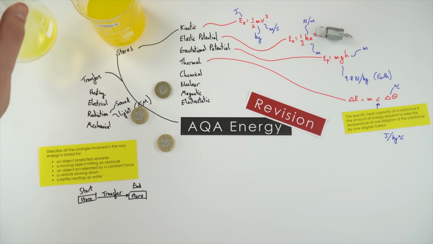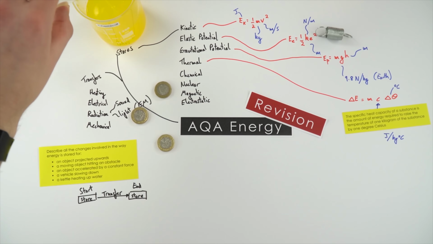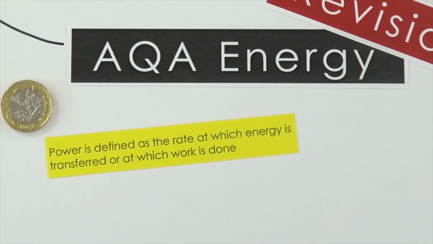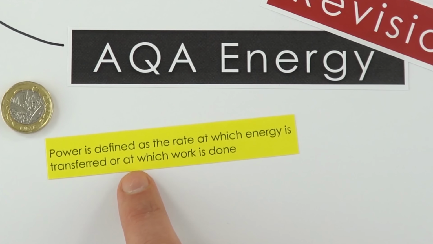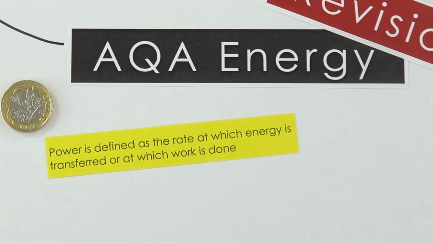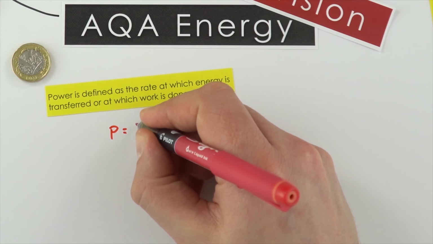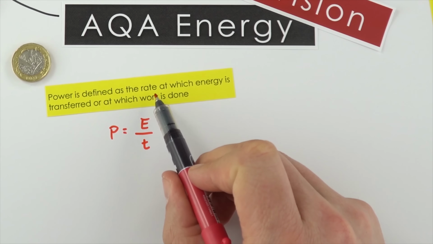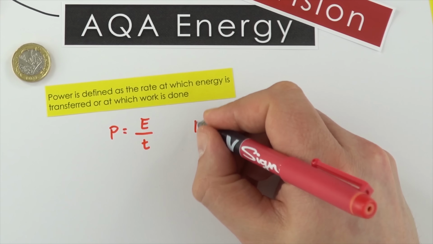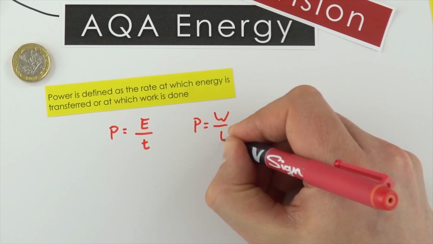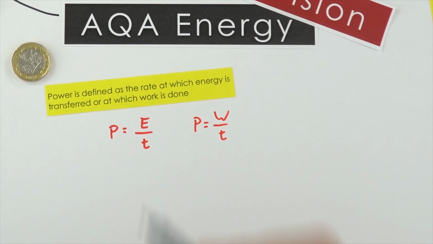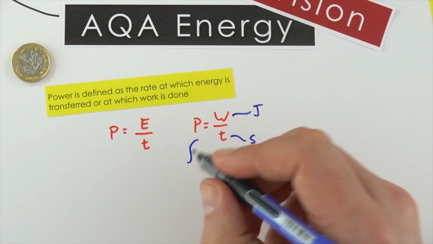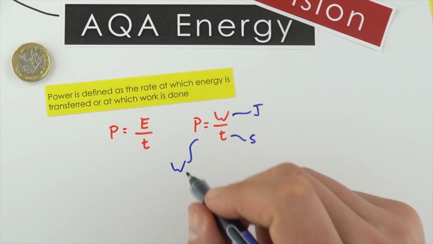It's also worth considering how quickly that transfer takes place. And what we can then think about is the idea of power. So power is defined as the rate at which energy is transferred or at which work is done. Now, we can say that power is equal to the energy transferred divided by time, and the word rate just means the amount per second. Or we can also look at power as the work done per unit time. And we always measure energy and work done in joules. If we measure time in seconds, this then gives us a power measured in the watt.